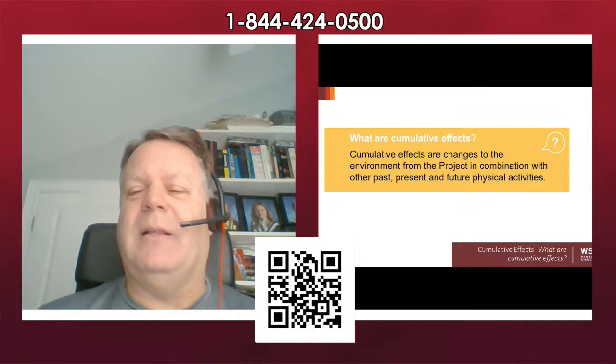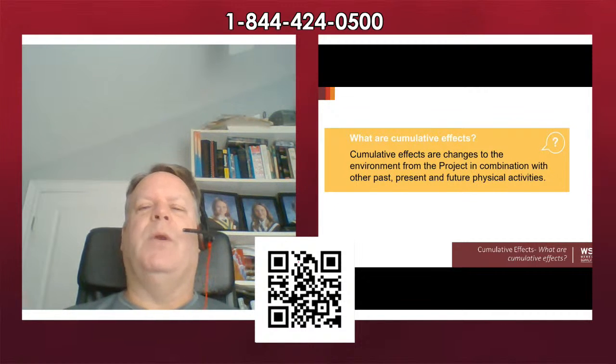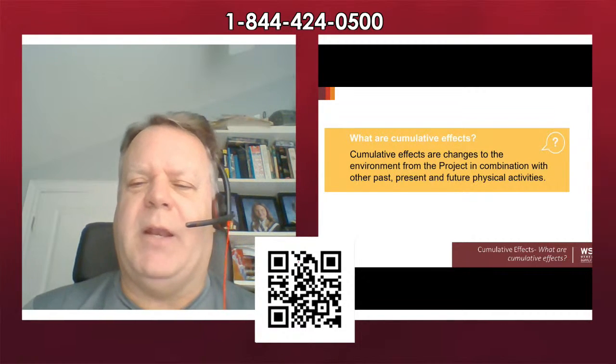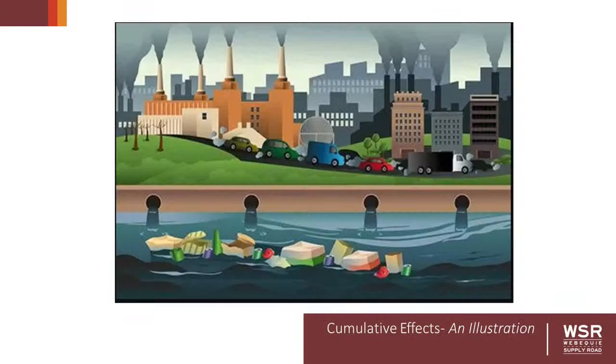Let's talk a little bit now about what cumulative means. We'll get a picture on your screen here. This is a picture I found on the interweb, and in this picture, you're showing multiple environmental effects. You've got exhaust coming from buildings and factories and things like that, so those are air emissions. You've got exhaust, or air emissions, coming from vehicles.